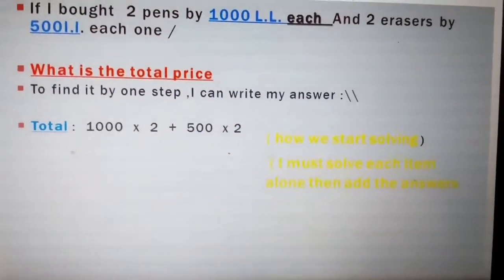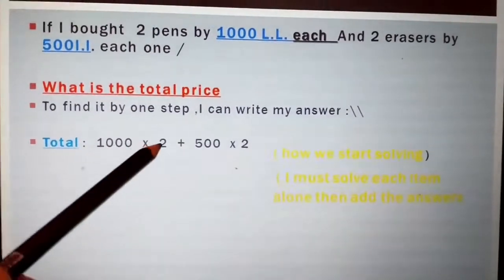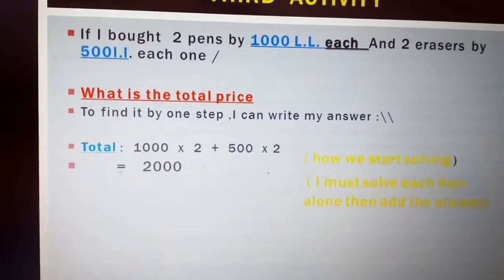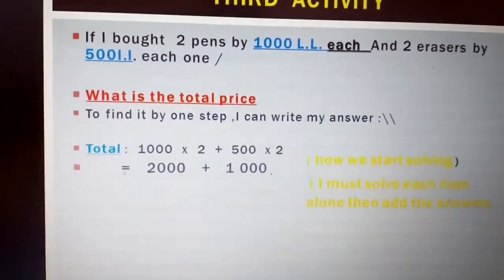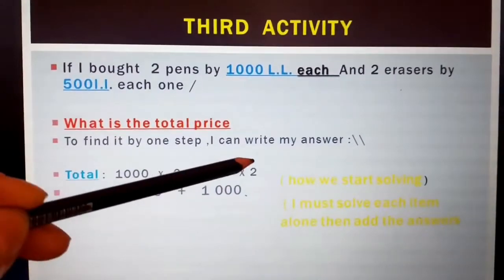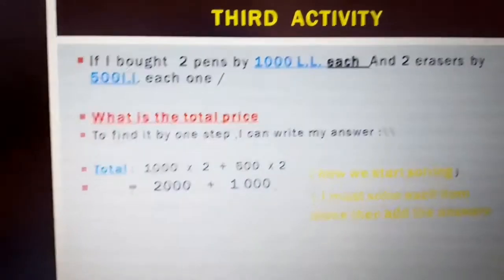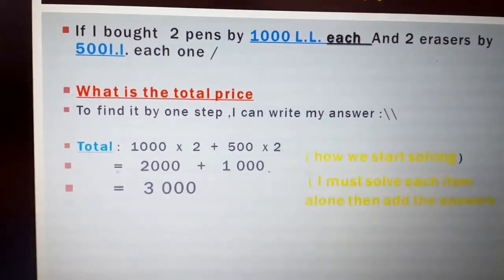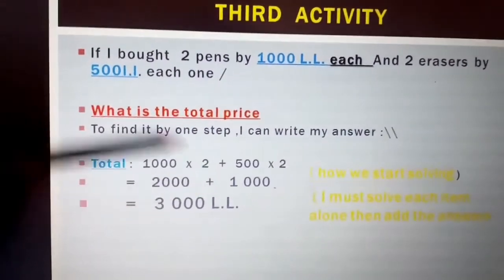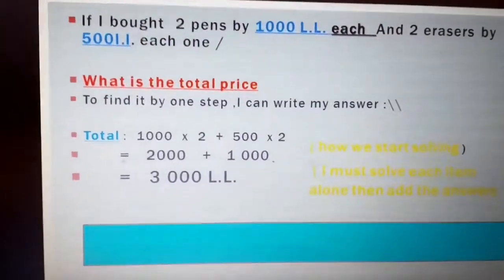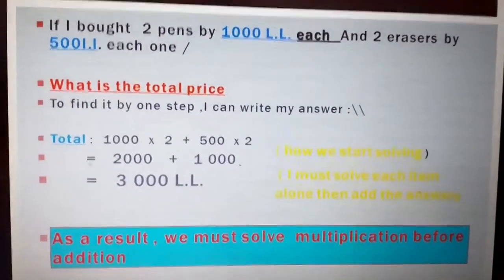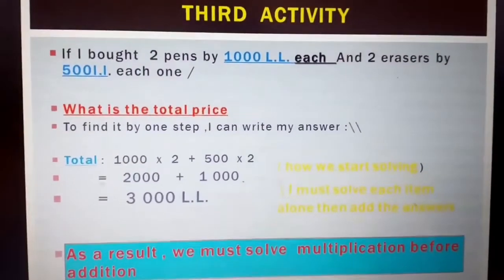Sure, I want to calculate each item alone, then add the answers. So I multiply 1,000 times 2 equals 2,000, plus 500 times 2. Even though we have times, plus, times, at the end we solve the multiplication first, then I add the answers. So addition at the end equals 3,000. Which is stronger, multiplication or addition? Sure, it's multiplication.